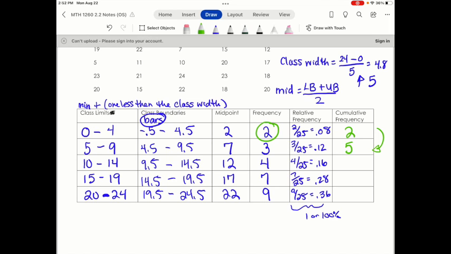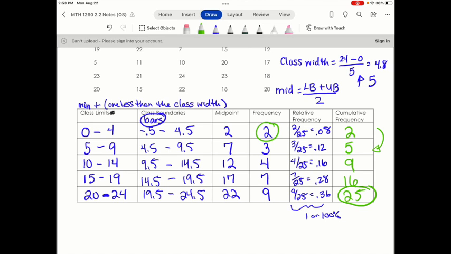Now, when I go to the third class, the cumulative frequency, I have to add in the 4, so that gives me a 9. Then I keep adding down, so this is going to give me a 16 and a 25. And this should be the total number of data values that I have in my data set. If not, I made a mistake somewhere and I got to go back and check.